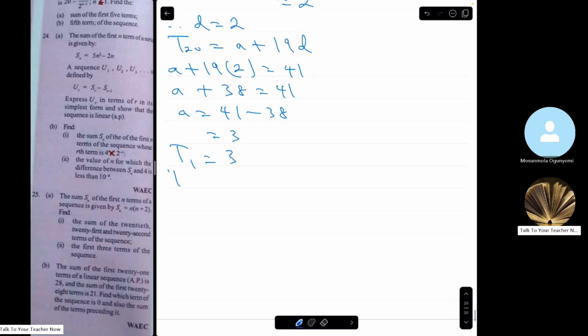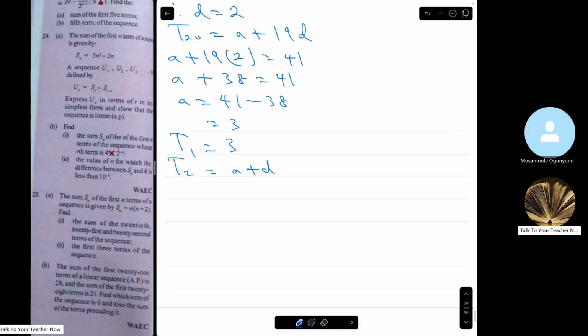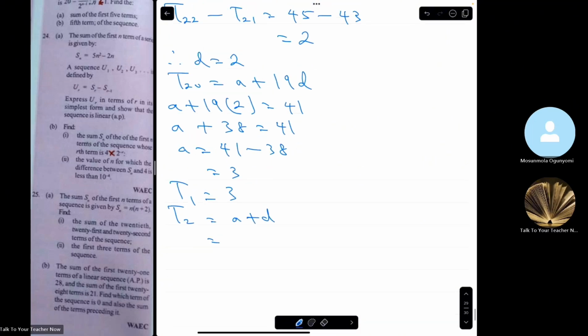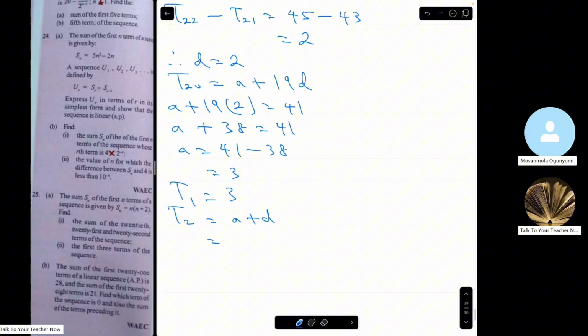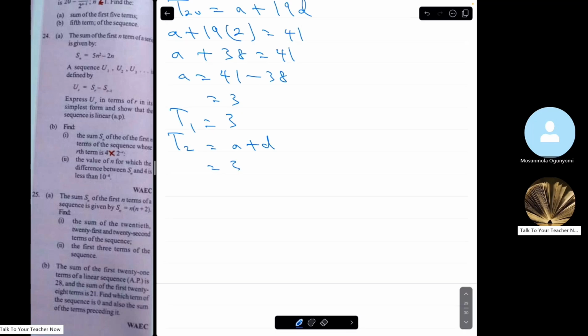So the first term is 3. How do we find the second term? Now that we know A and D, we didn't just start using A plus D. We checked if it was a linear sequence. We found out what kind of sequence it was before we chose this formula for its terms. So A plus D is 3 plus 2, which is 5.